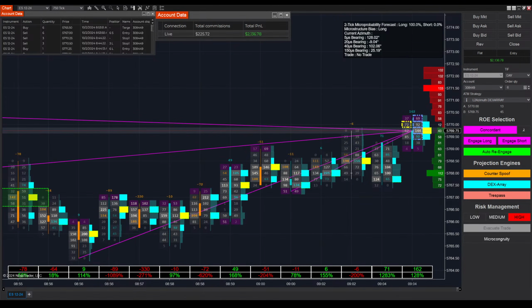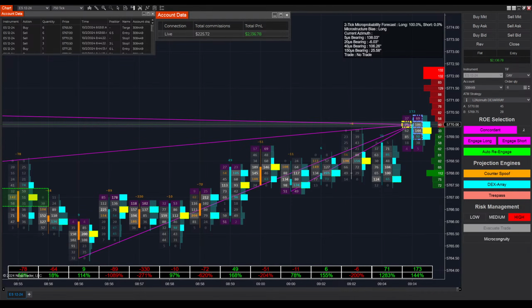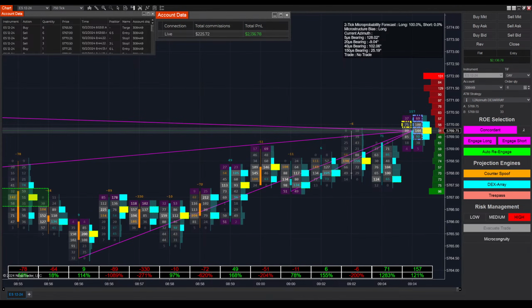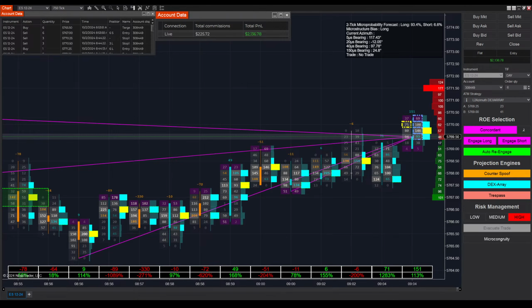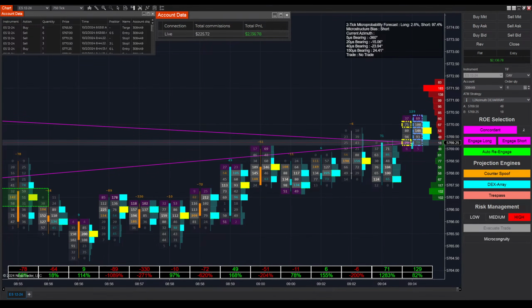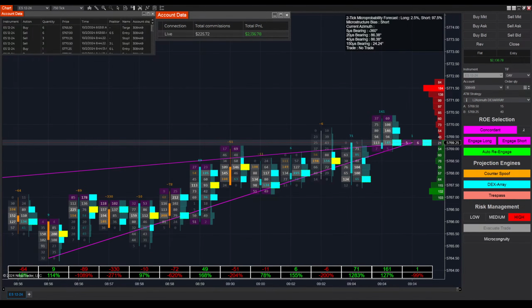Hey there, Galfaletra. Yes, this does work with Top Step. Now, I don't know about Trade Day. I don't know about their policy on automated software, but I know it works on Top Step.